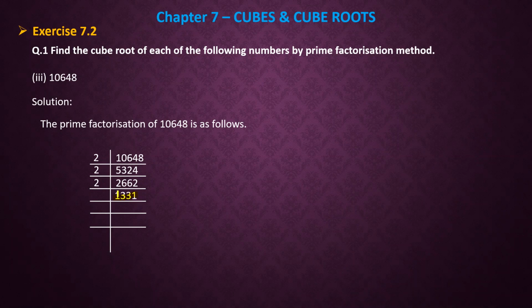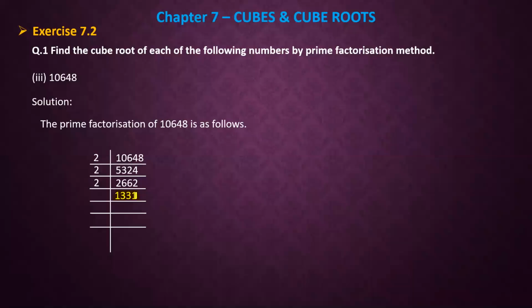So we are going to move to the next prime factor, which is 5. And we know that a given number is divisible by 5 only if its end digit is 5 or 0. Then only we can divide it by 5. Here 1 is there, so it is not divisible by 5 also.